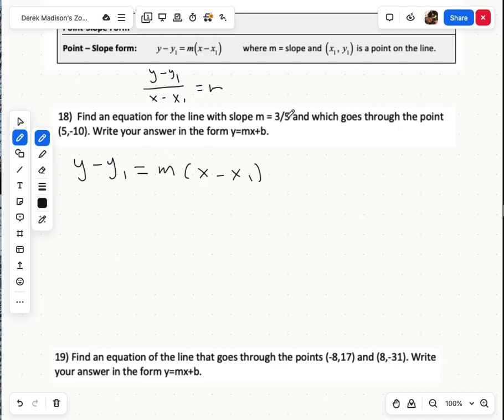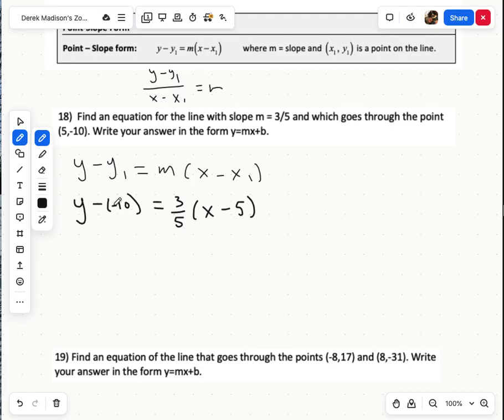So we know that our slope is 3/5, and we know that our point is (5, negative 10). So that 5, negative 10 is going to be the x1 and the y1. Let's get all that set up in here. So y minus, careful right there, that minus and negative 10. It's easy to miss that double negative. Our slope is 3/5, and then x minus 5. And then we'll clean this up a little bit and see where we get to.